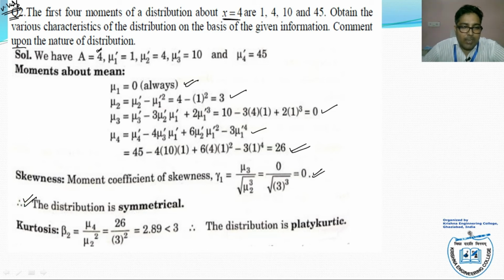Again, the coefficient of kurtosis beta 2 is mu4 upon mu2 square. The value of mu4 is 26, the value of mu2 is 3, mu2 square is 9. So this becomes less than 3. So the given distribution is platykurtic. Clear? The distribution is platykurtic.